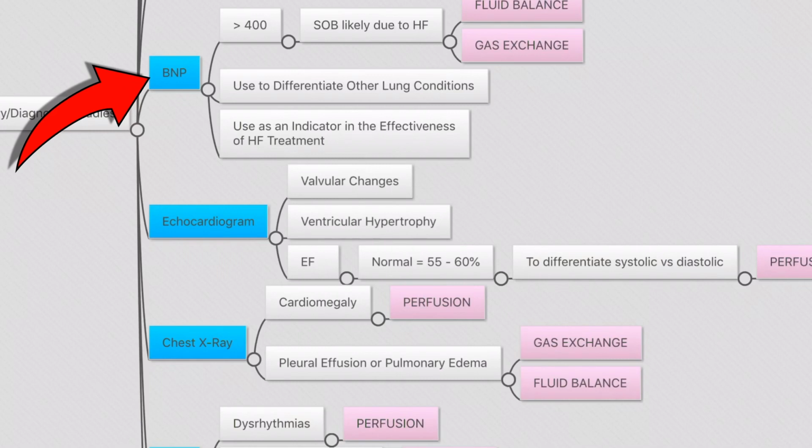So BNP is very useful to differentiate other lung conditions. Now, BNP can also be used as an indicator to determine how effective the treatment of heart failure is. So if you're giving a medication to treat heart failure, and upon admission the BNP was, let's say, 1,000, then upon discharge, if the provider decides to do another BNP, you're going to see that the BNP is likely to be decreased.